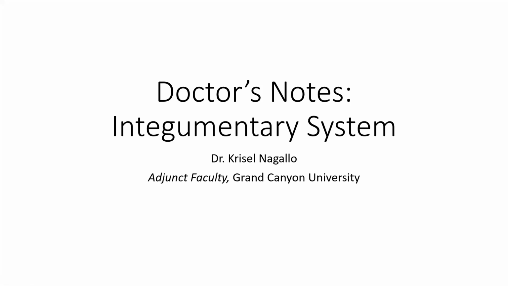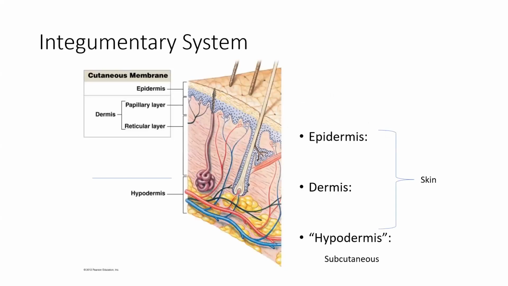In this video, we will focus on some key concepts on the integumentary system. The integumentary system is also known as the skin. Fun fact: it is the largest organ in the body. Doesn't seem like a whole lot, but if you add up all the surface area that the skin takes, it does indeed become the largest organ in the body.